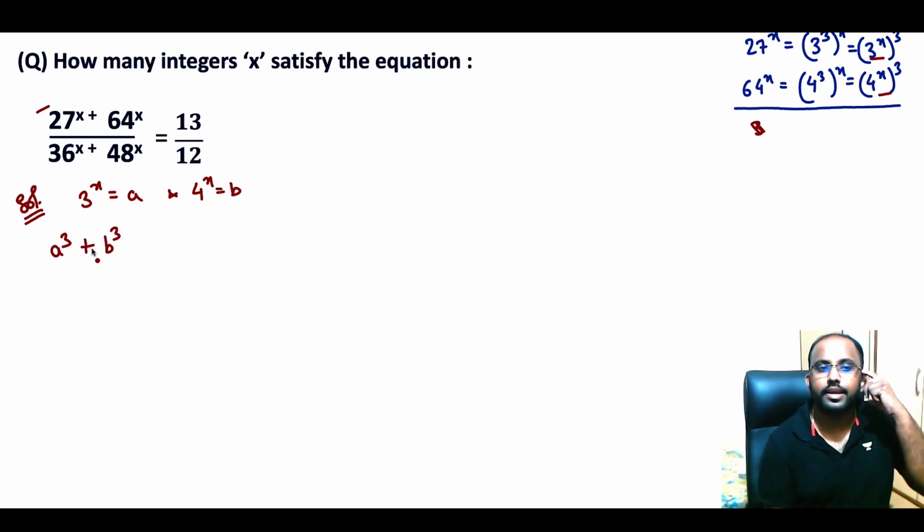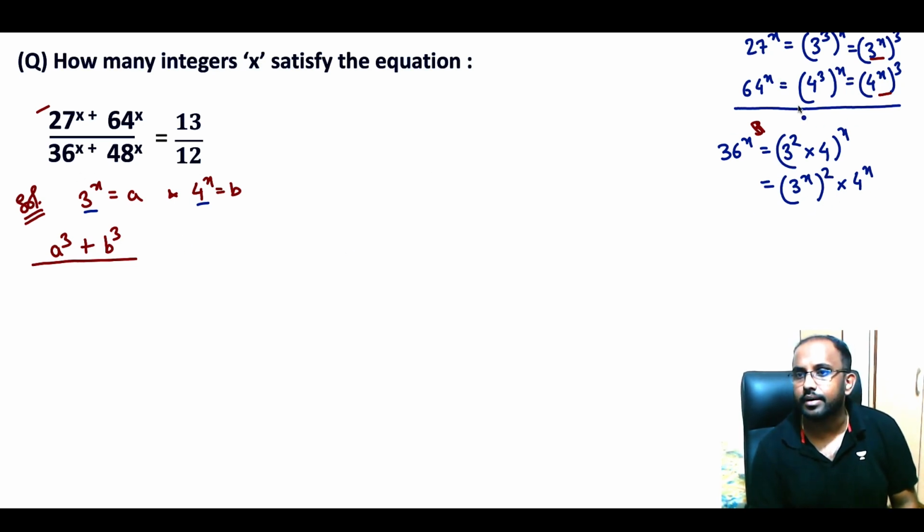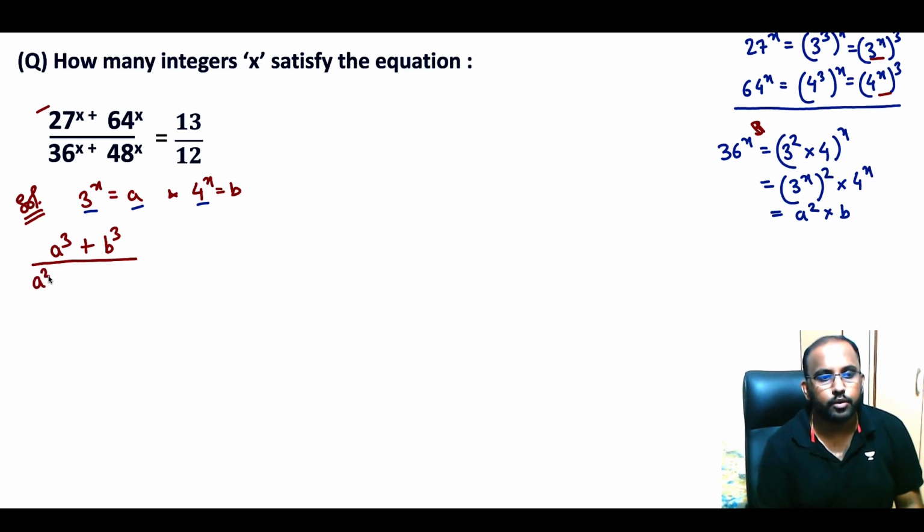Okay, now what is a cube plus b cube divided by what? Now 36 raised to x, if you observe here, 36 raised to x. Now I can write it in terms of 3 and 4, that is 3 square into 4, because I need to write in terms of 3 and 4 here, okay? So 3 square into 4 raised to x. So I can write like 3 raised to x whole square into 4 raised to x. Now what is 3 raised to x here? 3 raised to x here is, as assumed, a, and this is b. So this will be written as a square into b.